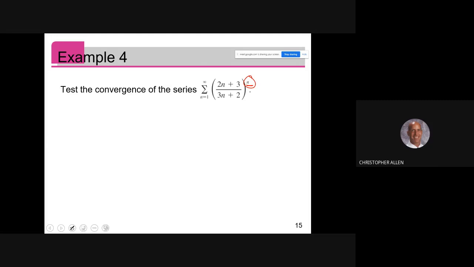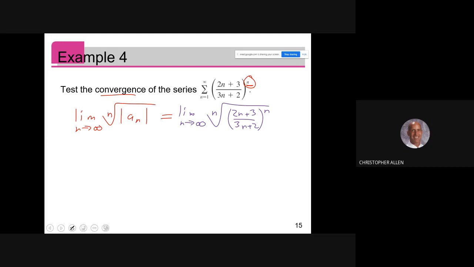So what I'm going to do is try to show that this is not only convergent, but absolutely convergent using the root test. So what I want to do is the limit as n goes to infinity of the nth root of the absolute value of a sub n. Now, the absolute value here isn't going to matter. So what we're going to have in this particular problem, I'll do it in purple, is the limit as n goes to infinity of the nth root of (2n plus 3 over 3n plus 2) to the n. And that's perfect, because guess what happens to the power of n and the nth root? They basically kill each other, or they become 1.